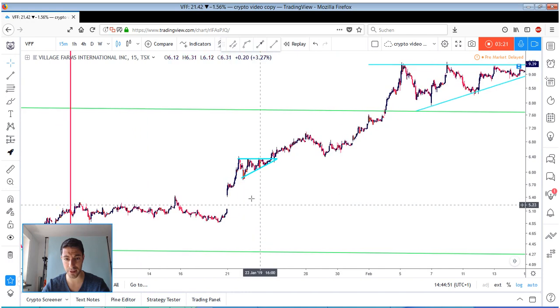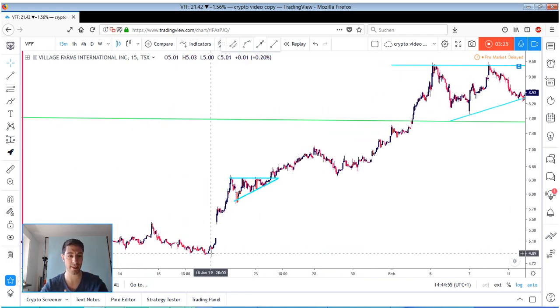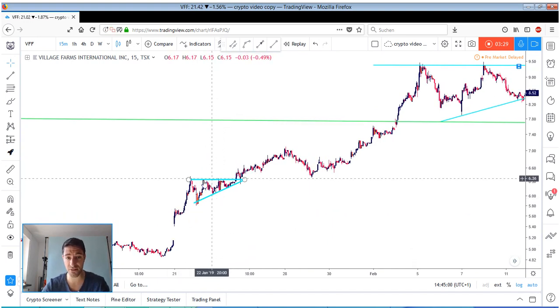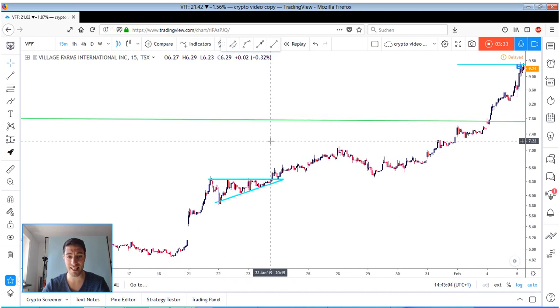So we had a jump in here. We wouldn't have to grab it at the bottom, that's never possible. But let's have a look what would have been possible. This is the 15-minute chart. What do we see here? It's a beautiful ascending triangle.